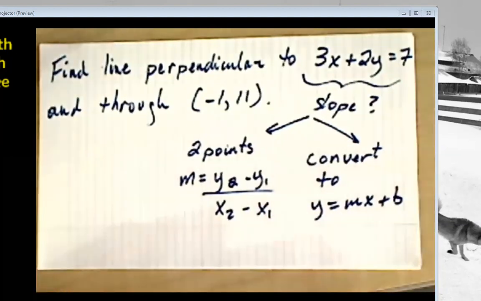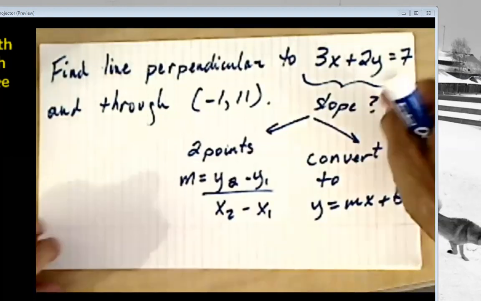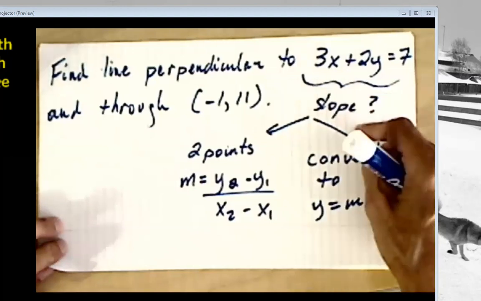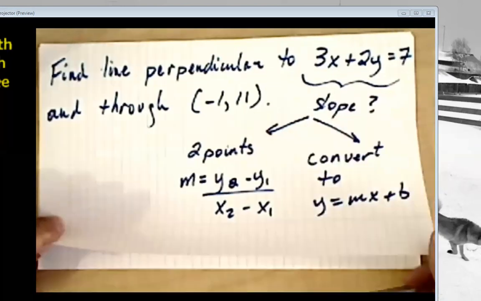That you guys have said, figure that one out. And Peter got it already. So we're going to convert this. Then we'll have the slope. And then we can do the usual stuff that we've done. Okay.